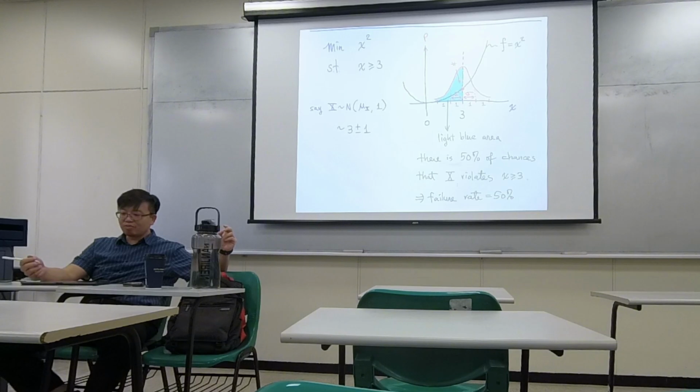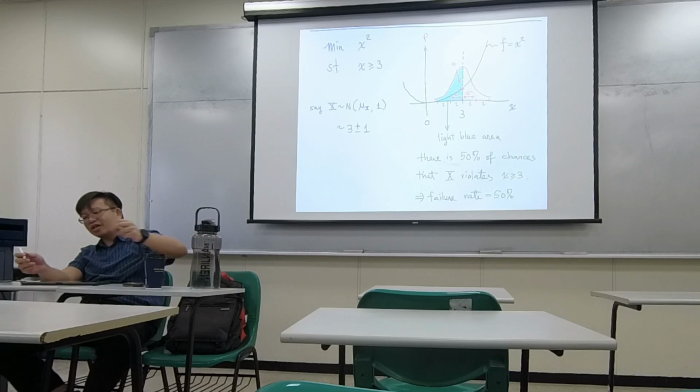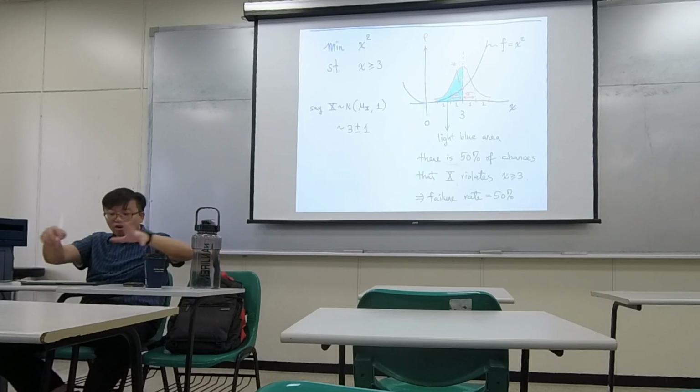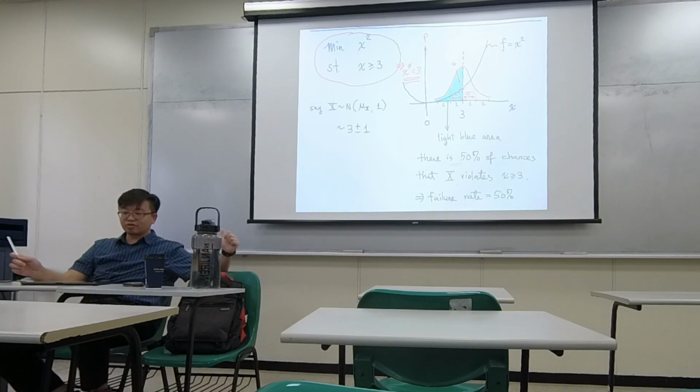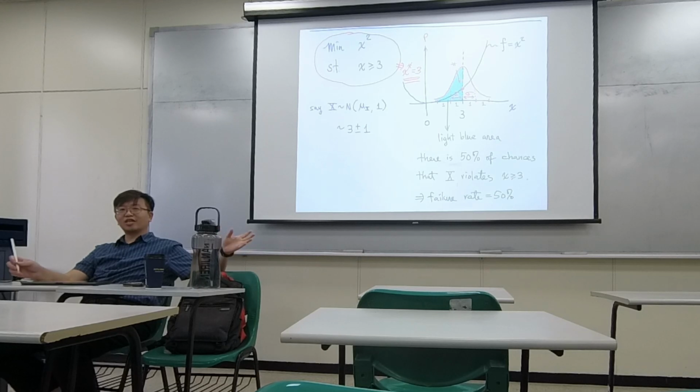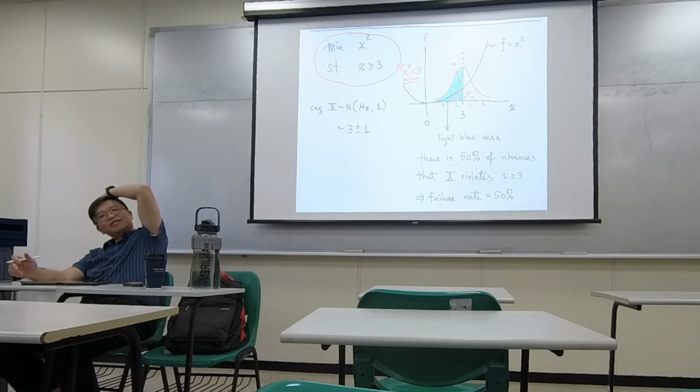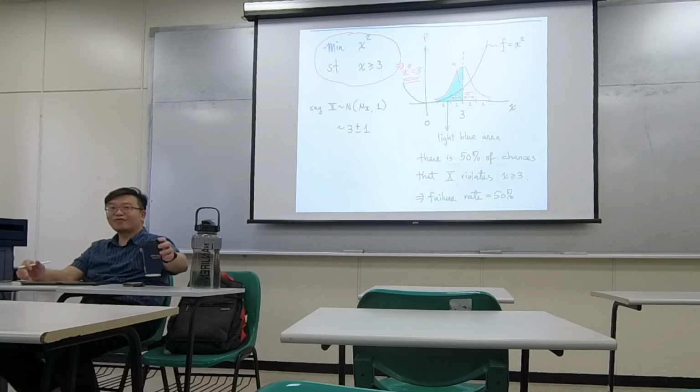So in your deterministic design, if you move your design point to the optimal, you solve your optimization problem right here. And the optimal solution is 3. If there's no uncertainty, that's great. However, if the uncertainty exists, then 50% of your design is going to fail in this particular example. Okay, so it's very bad, right?